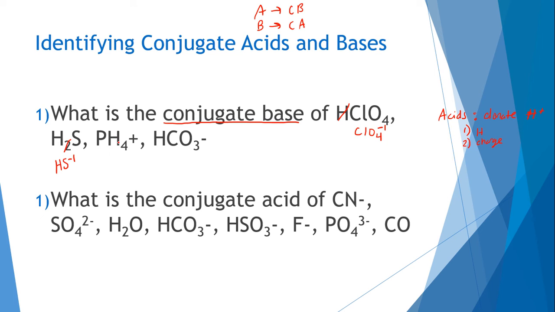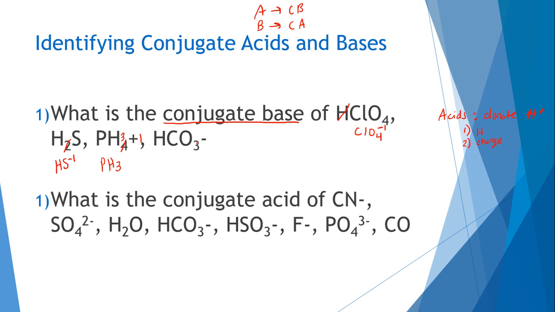Here, H4, I have to lose one of these hydrogens, so you have an H3. I have a +1 charge here, so I lost a proton. So 1 minus 1 gives me 0. There's no charge on this one.